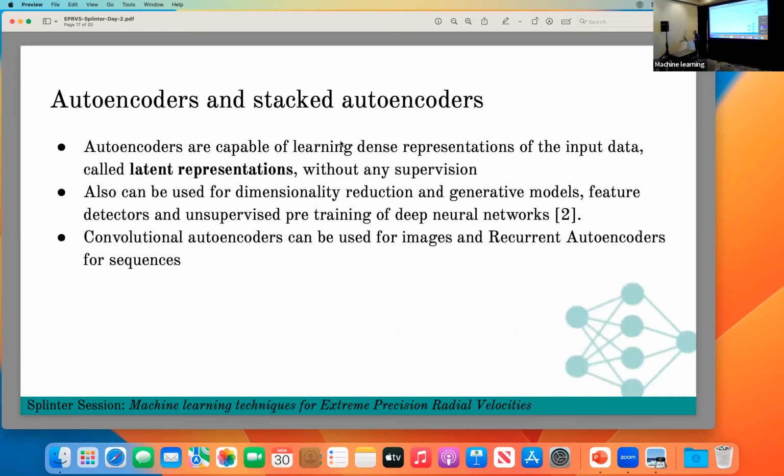Okay, let's go with autoencoders and stacked autoencoders. One of the most interesting architectures. Autoencoders can learn dense representations of the input data without any supervision. This is called latent representations. This can be used for dimensionality reduction, generative models, feature selection, feature detectors, and unsupervised pre-training of deep neural networks. Convolutional autoencoders can be used for images, and recurrent autoencoders can be used for sequences. Let's see how they work.